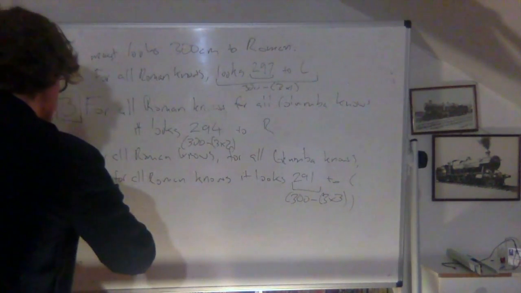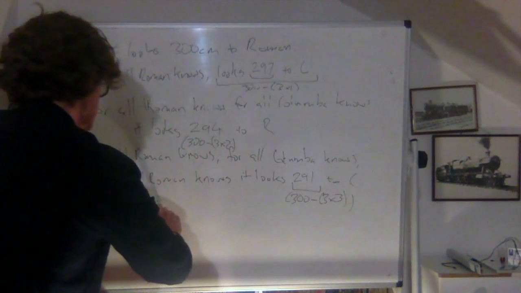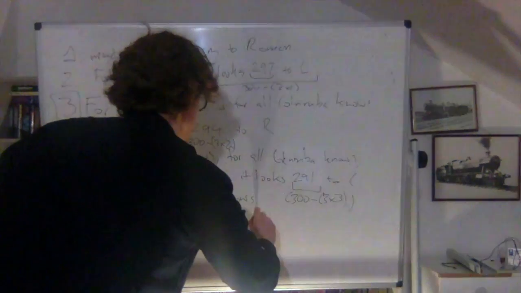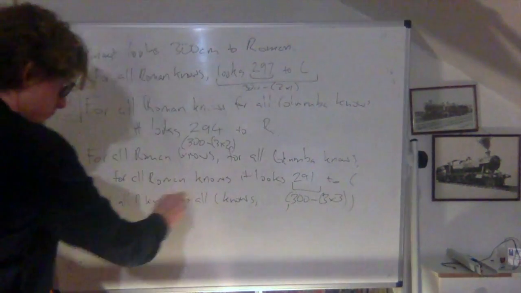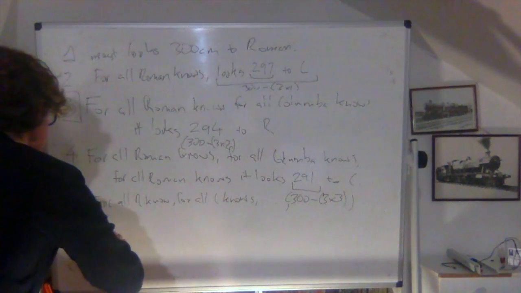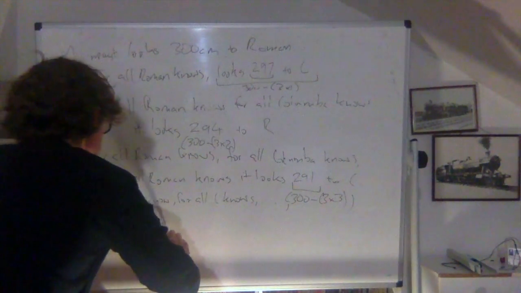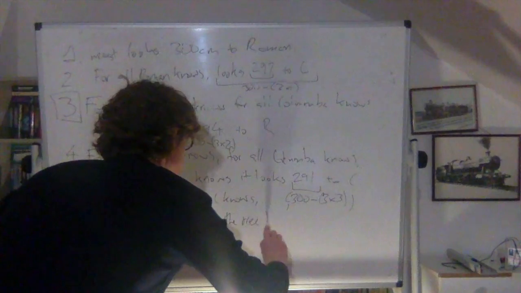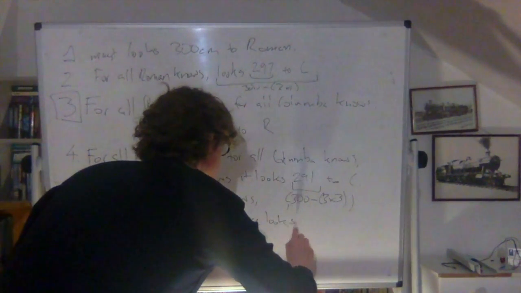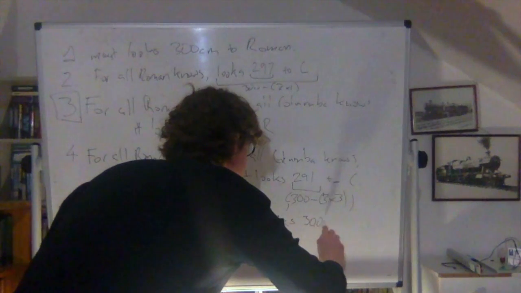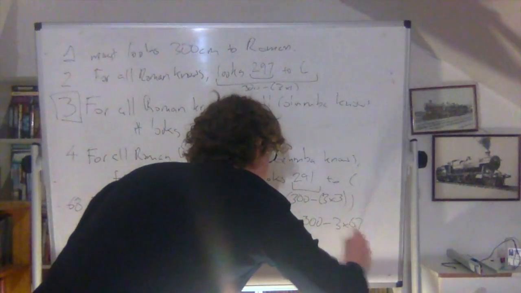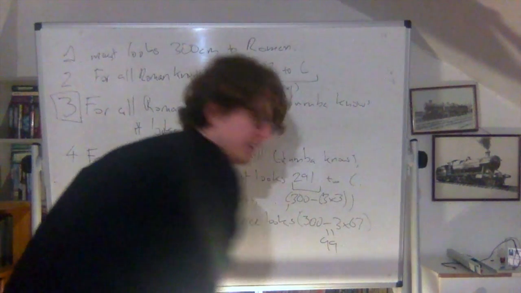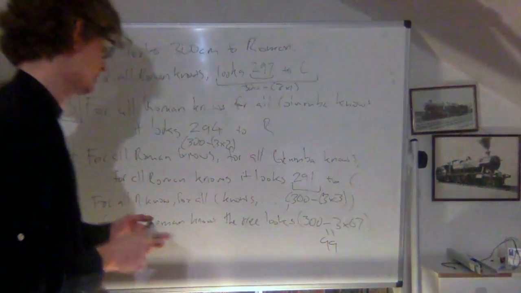So we have something like this: for all R knows, for all C knows, you have some string of these alternating like that, and at the end it'll be for all Roman knows, the tree looks 300 centimeters minus 3 times 67. And if you do the mathematics, you'll see that that is in fact 99 centimeters.